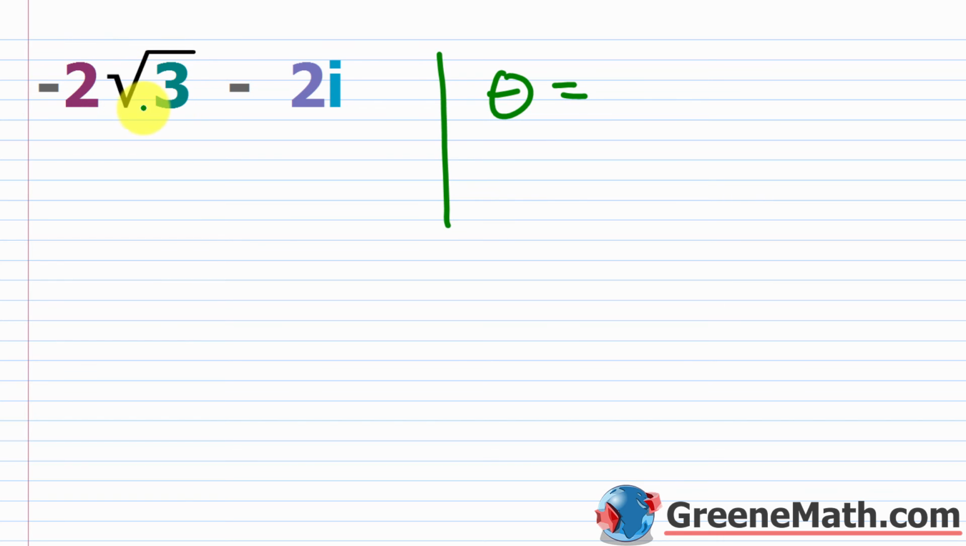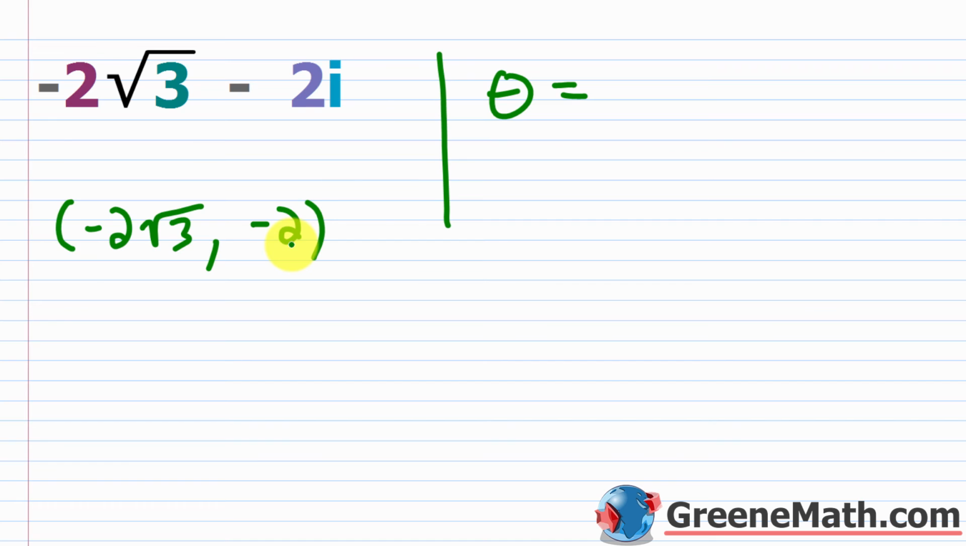Again, here's the real part. It's going to be negative. Here's the imaginary part. It's going to be negative as well. In other words, if you were to graph this, you would have negative 2 times square root of 3. This would be your location on the real axis. And then you would have negative 2. That'd be your location on the imaginary axis. So in other words, this is negative and this is negative.